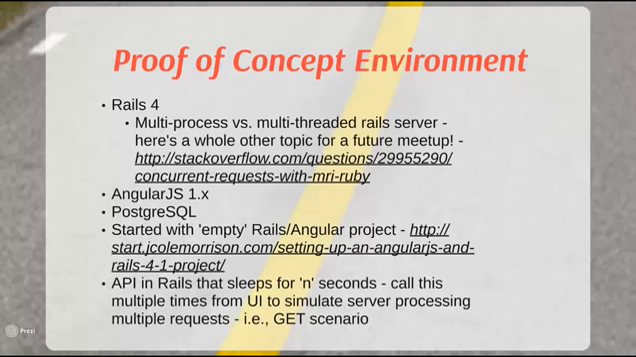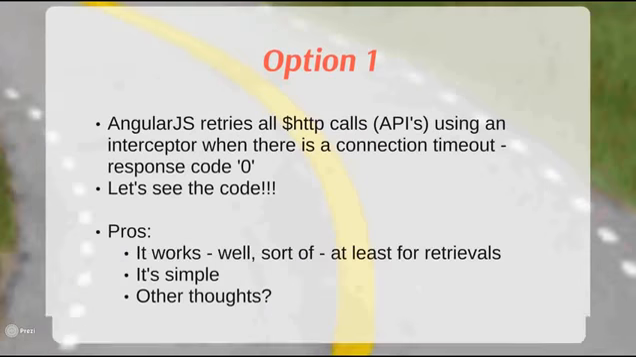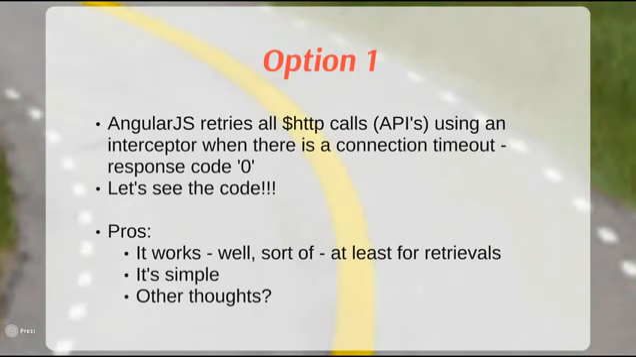Okay, so the first option: AngularJS retries HTTP calls using an interceptor when there is a connection timeout. If you're doing HTTP and you get a connection timeout, the status coming back is a 0. Who knew that? Nobody. Okay, I didn't know that either. Which means connect timeout, as opposed to 500, which is an error or something like that. 0 means good. Yeah, whoever wrote this.